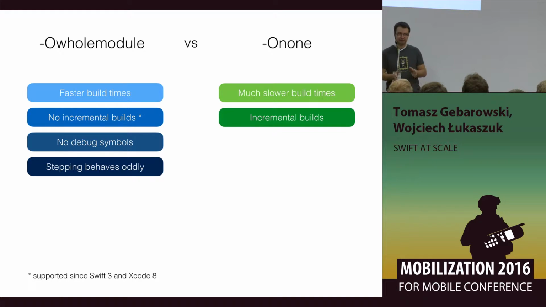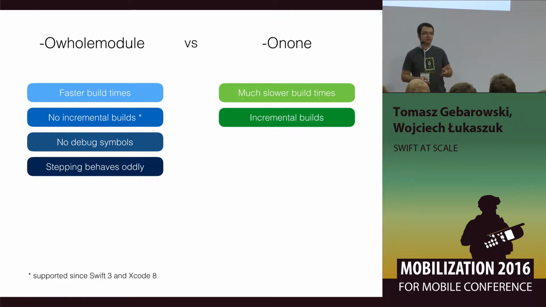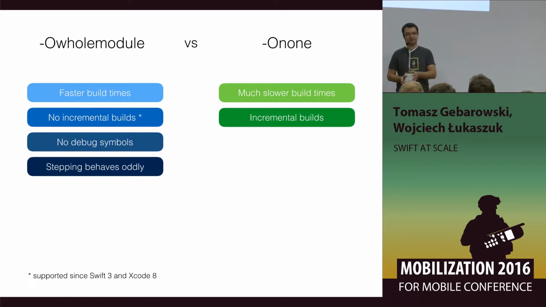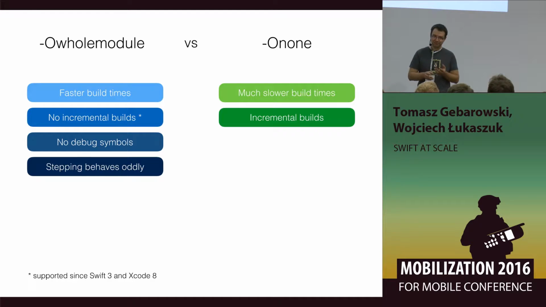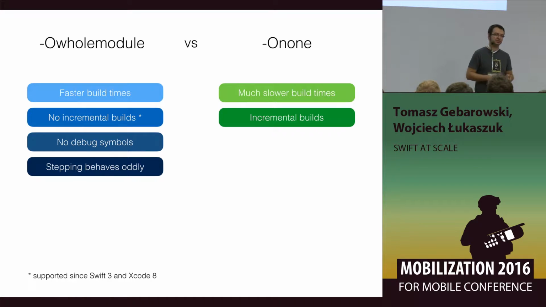But the difference between whole module optimization and AllNone is, first of all, for us, with whole module optimization, we had faster build times. So it was like 10 minutes versus 40 minutes for the compilation from scratch. And there was one problem with that. With whole module optimization, incremental builds were not supported. It changed in Swift version 3, where they are claiming that this works now. But for Swift version 2, it didn't work.